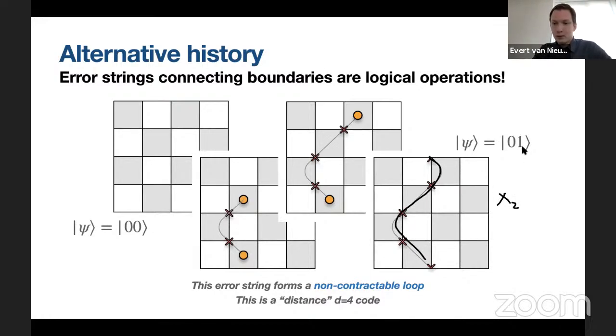I see that there's a question in the chat. Nico is asking, since you have 4 vertices, how do you have the state 0, 0 and not 0, 0, 0, 0?